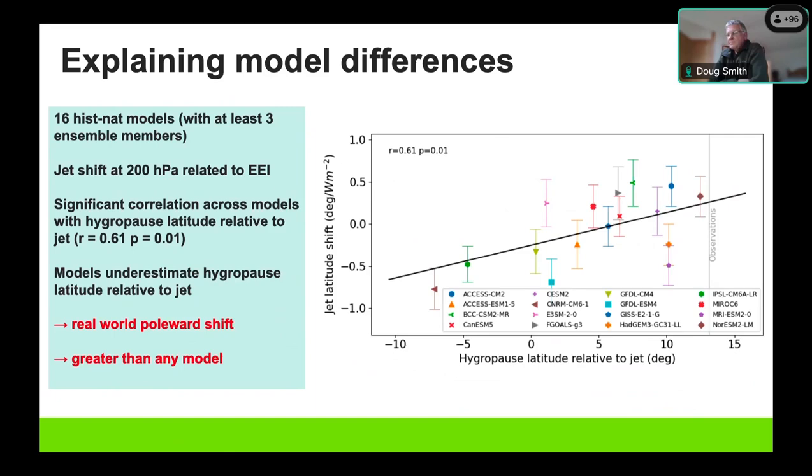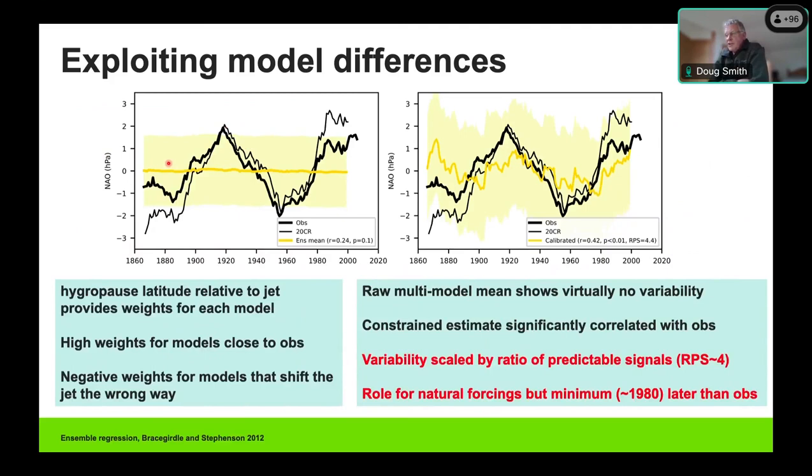So we can use that relationship to define weights for each individual model based on the ensemble regression technique, such that models that are close to the observations in terms of the hygropause latitude relative to the jet receive high weights, and models that would actually shift the jet in the wrong direction, so equatorward, potentially even receive negative weights. And so the panels here show the effect of that emergent constraint on the simulation. So the left-hand panel just shows the raw model data.